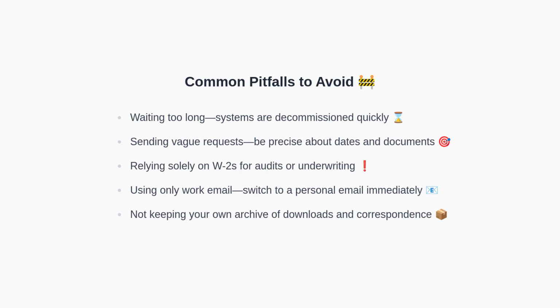Let's address common pitfalls. First, do not wait. Systems are often decommissioned quickly. Second, avoid vague requests and be precise about dates and specific documents. Third, do not rely solely on W-2s for audits or underwriting, as detailed pay period information is often required. Fourth, do not depend on a work email address. Move everything to a personal email. Finally, always maintain your own archive of downloads and correspondence.